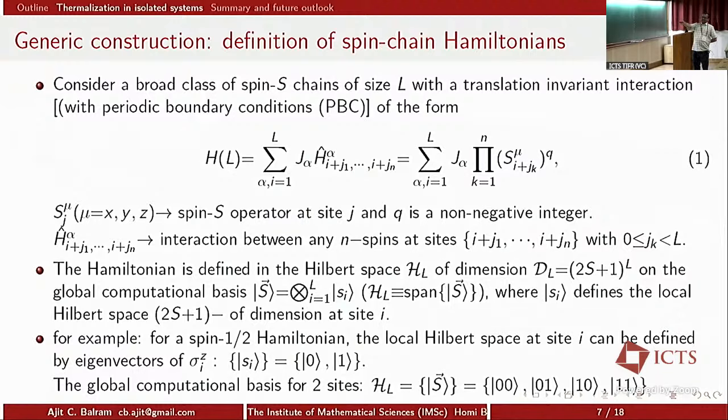These are our standard spin S operators. This interaction encodes an interaction between n spins, which are at these particular sites, i plus j1 to i plus jn. I define this Hamiltonian in the standard Hilbert space of (2S+1)^L. So every site has 2S+1 dimensions, and you raise that to the power L. We're going to use the global computational basis. So if you have two sites, then this computational basis is just 00, 01, 10, 11.